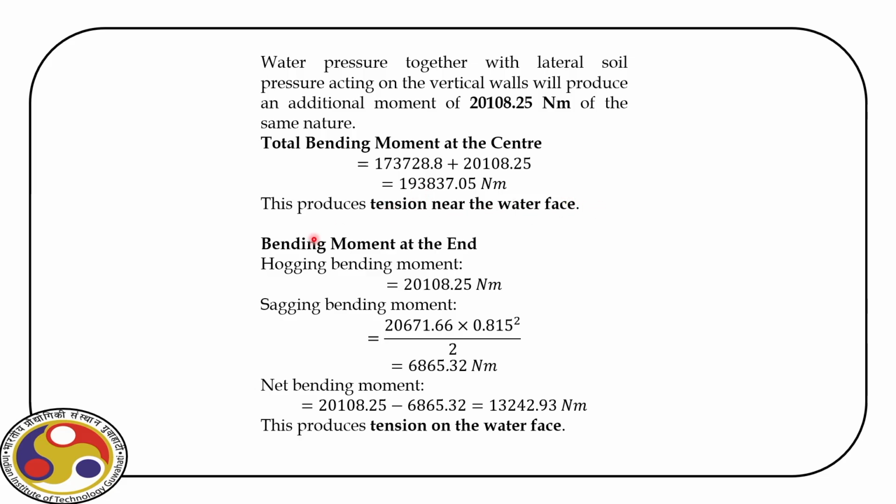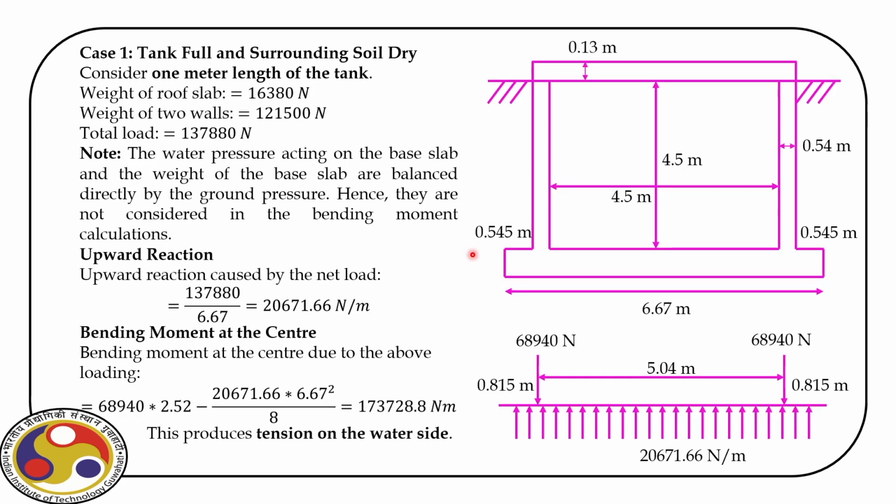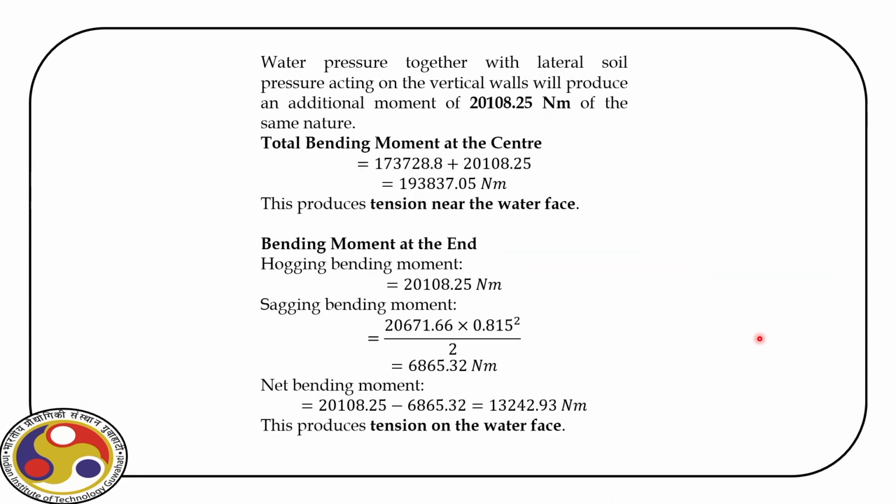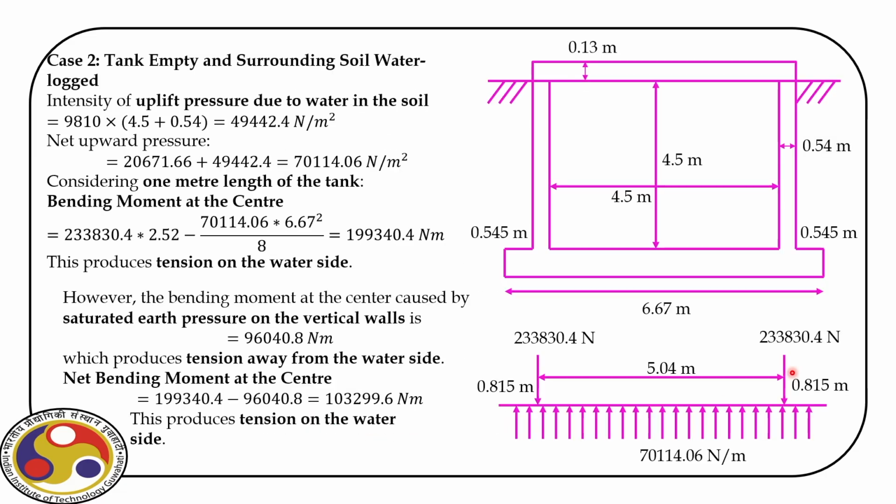Okay. Now the bending moment at the end we have to calculate because we have these supports. So we have a hogging bending moment there. Again, this is the hogging bending moment, and the sagging bending moment, similarly we have to find out, which is 6,865.32. Now the net bending moment is the difference of these two. So we get the bending moment that will produce tension on the water face.